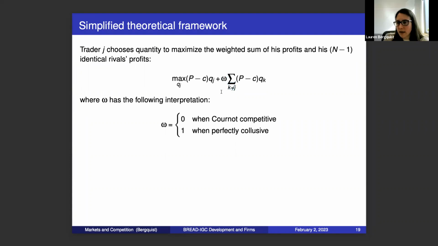So this is going to basically embed two well-defined models of competition. Okay? So when omega is zero, this whole term goes away, and we're just back to Cournot competition. Conversely, in the other extreme, when omega is one, that's as if the trader is putting equal weight on his own profits and his rivals' profits. So they're basically maximizing as if they're a single firm. That's perfect collusion. And there's ways to even embed Bertrand competition in here as well.